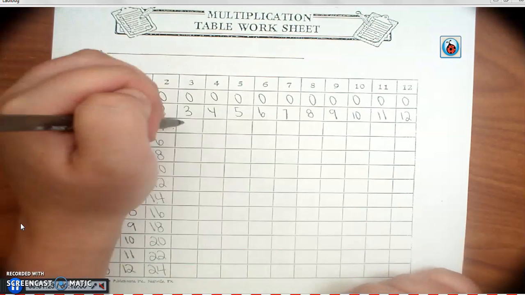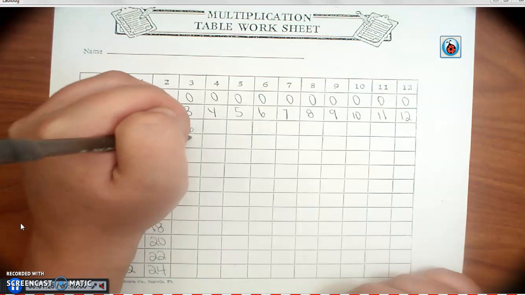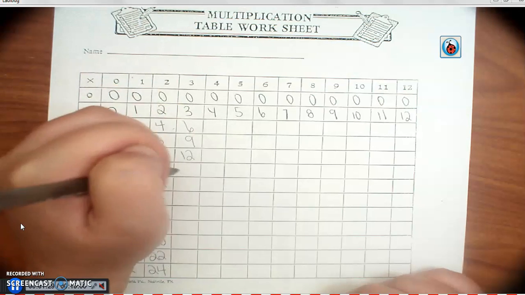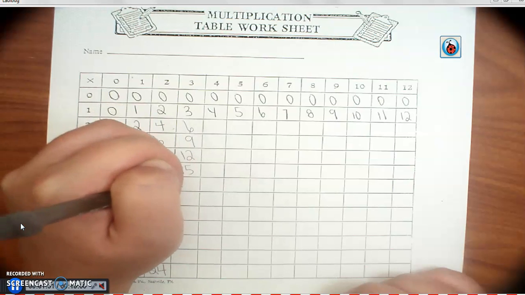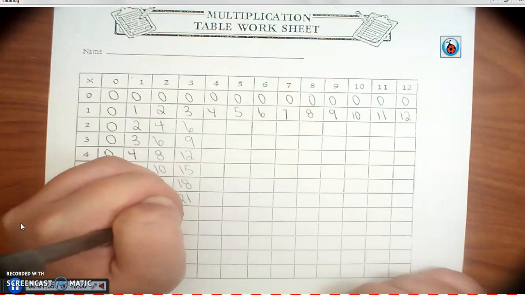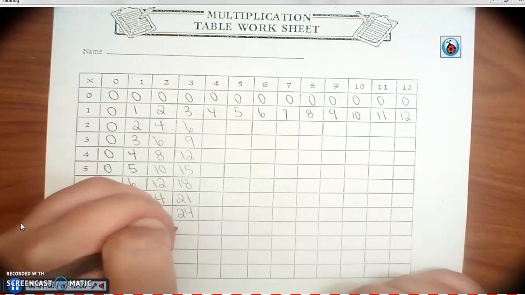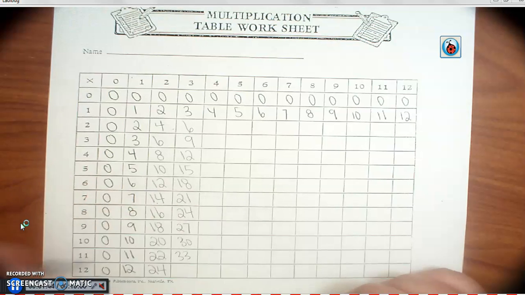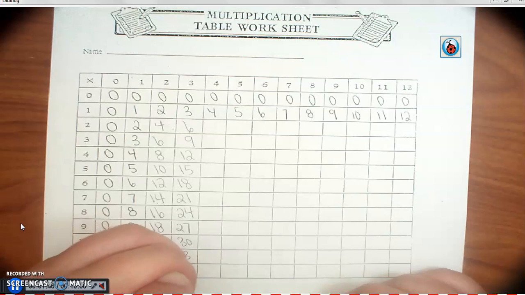Threes, 3 times 2 is 6. 3 times 3 is 9. 3 times 4 is 12. 15, 18, 21, 8 times 3 is 24. I want to make sure I know that fact. 27, 30, 33, 12 times 3, 36.